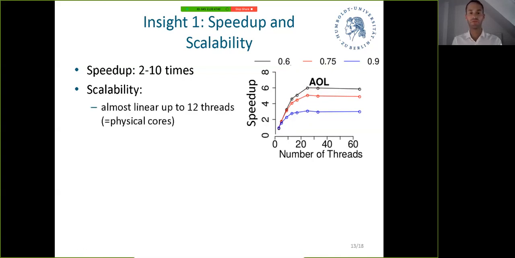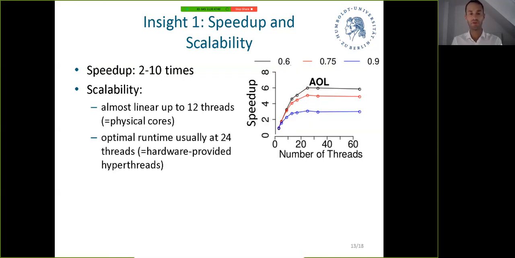So our machine has 12 cores. So up to 12 threads, we get a nearly linear speed up. And at 24 threads, we are at the number of hardware-provided hyperthreads. So this is usually the optimal runtime. So this is a very interesting result because hyperthreading is beneficial in our use case here.